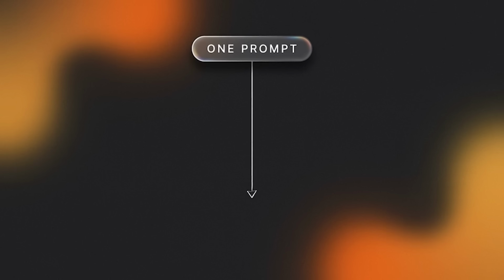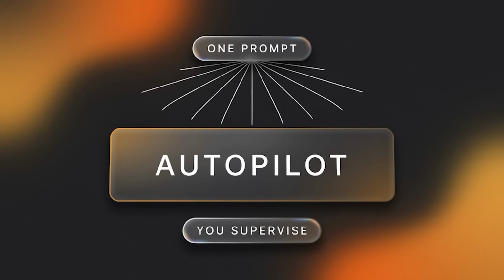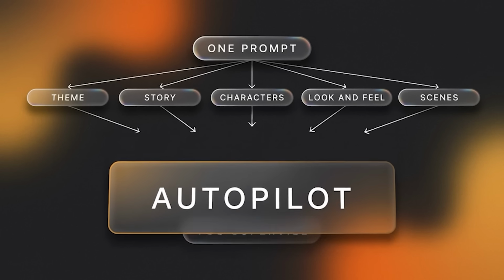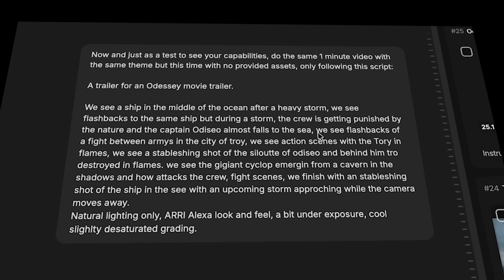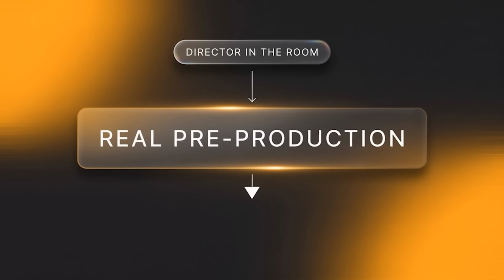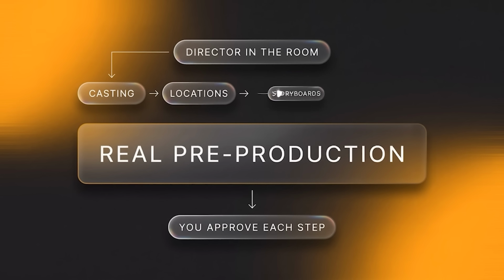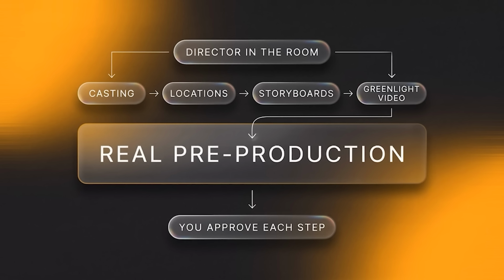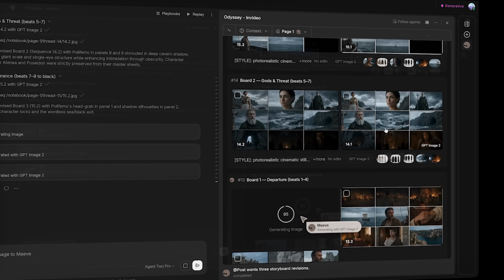Now, let's get started. Method 1, Autopilot. I give it one single detailed prompt. Theme, story, characters, look and feel, and a sequence of scenes that are non-negotiable. Then, I don't touch anything again. I only supervise. Method 2. There's a director in the room. Real pre-production. Casting first, location second, storyboards approved shot by shot, and only once all of that is locked do I greenlight video. Let's start with method number 1, Autopilot.